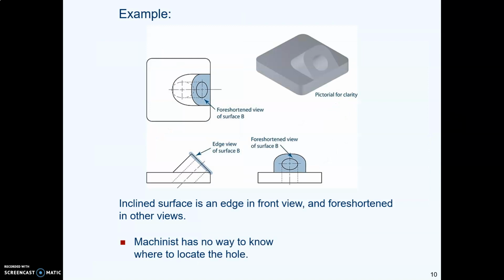That might not be such an issue when you have just a flat rectangular surface, but what if you have an inclined surface with a hole in it, and you need to dimension for your machinist where this hole is located and how big it is? If you just have a top and a side view, that surface is foreshortened and that hole looks like an ellipse, and this is not good. So there's no way to dimension for your machinist where this hole is.